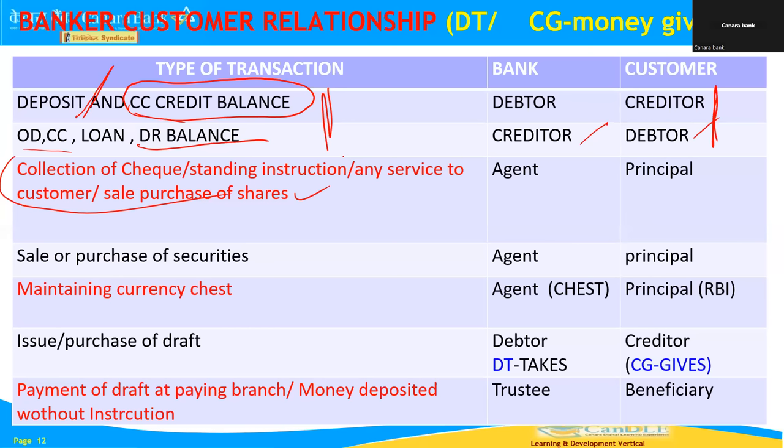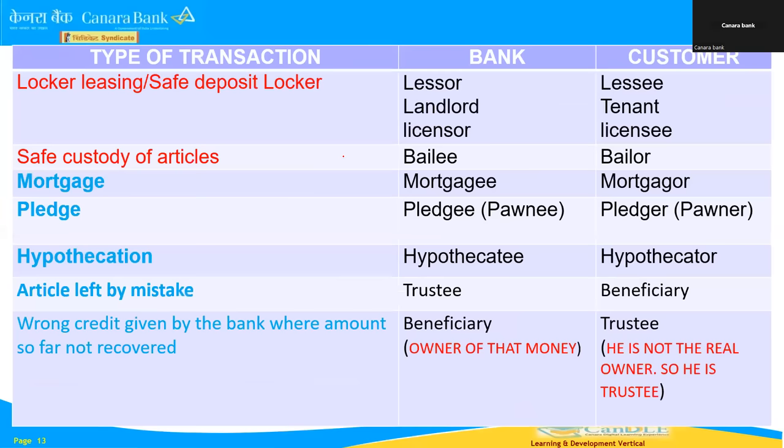He will give it to somebody. That somebody will deposit the DD. Till that time, customer money is with you. So, customer is beneficiary and the bank is a trustee. This is how you have to understand this concept.